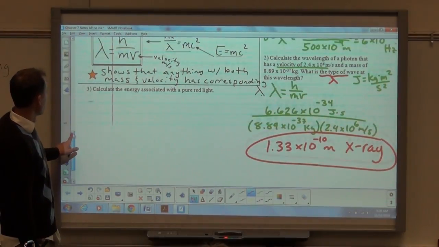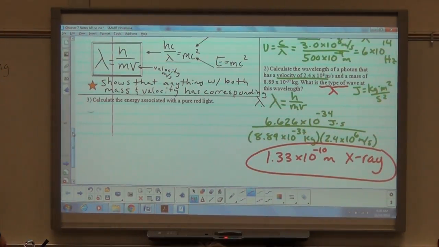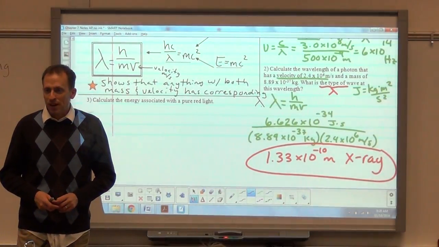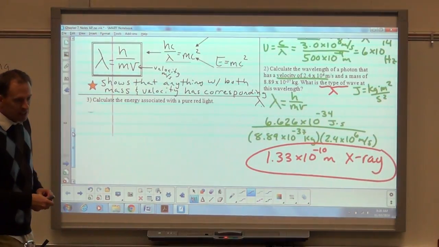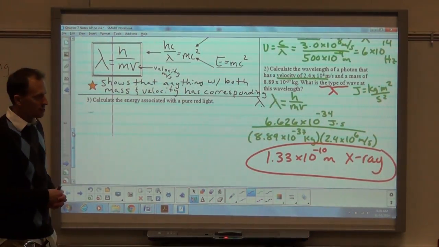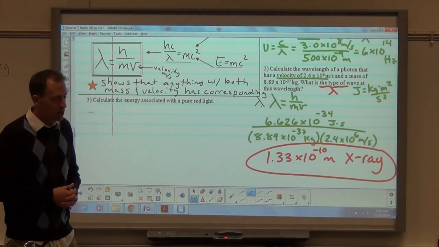All right, last quick one, then we gotta get to the next page here. Calculate the energy associated with pure red light. Please just set that up. I will do the math for you. Can you set it up? Can you get it into the equation you need? What equation can you put the numbers in? I'll give you about 30 seconds. At least figure out what equation you think you're using.